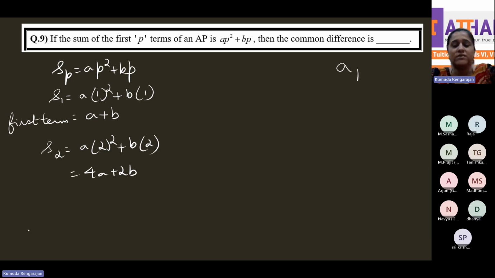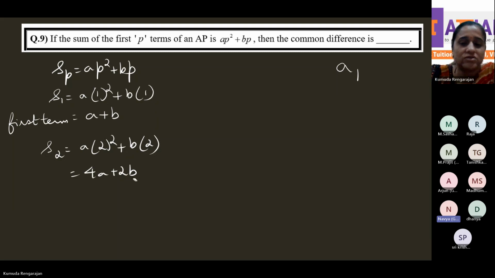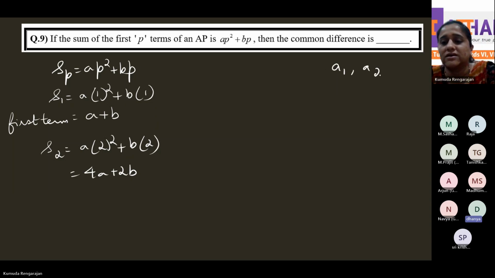We have done a similar one in the last class. You're wrong. It's not like that. What is S2, Danya? What do you mean by S2? Sum of S1. S2 is nothing but the first term plus the second term, right?